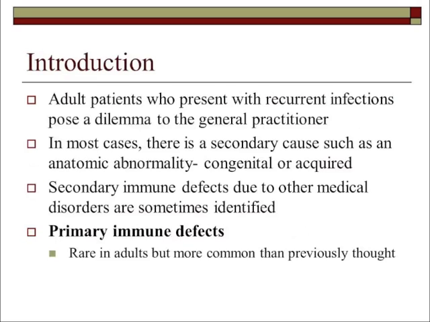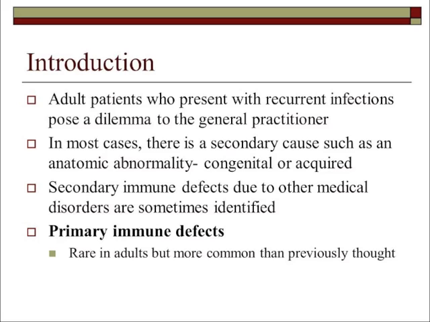Basically, the patient with recurrent infections presents a problem. It can be very difficult for the general practitioner to determine what's going on. So eventually they may get referred to us, they may get referred to the allergist and immunologist. Either way, we'll be ready for it. In most cases, there's a secondary cause for their immune deficiency, whether it's an anatomic abnormality or secondary immune defect.